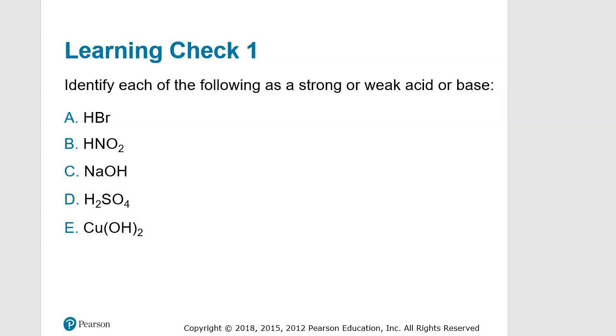Well, HBr, we know it's a strong acid. Hydrogen bromide, we've seen that. That's on that list. HNO2, that's nitrous acid. That's on the list of weak acids. Sodium hydroxide, it's a metal hydroxide, and it's a strong base. Sulfuric acid, we know that it's a strong acid. Copper hydroxide is another one.